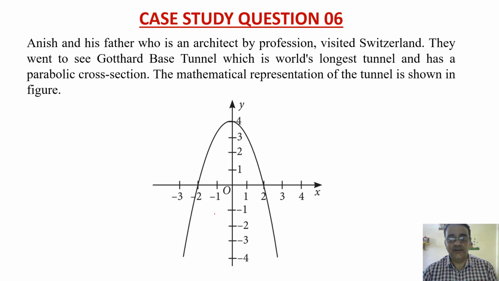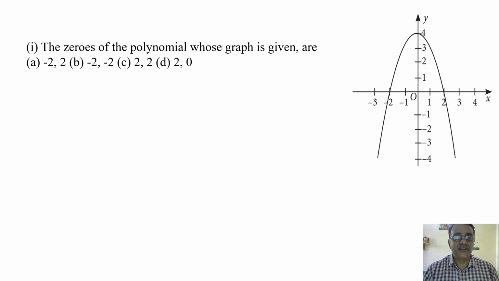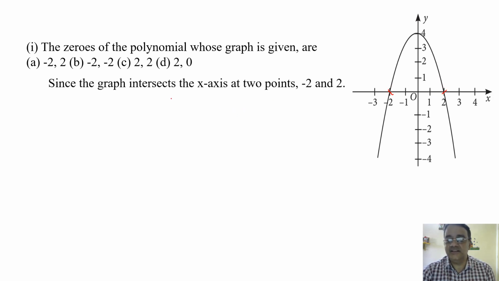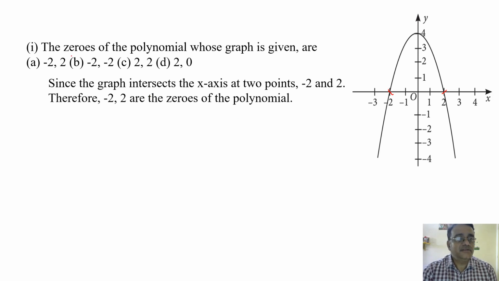Now we are moving toward the next case study, question number 6. Anish and his father, who is an architect by profession, visited Switzerland. They went to see the Gotthard Base Tunnel, which is the world's longest tunnel and has a parabolic cross section. The mathematical representation of the tunnel is shown in the figure below. Based on this figure, a few questions are there. The zeros of the polynomial whose graph is given are? -2 and 2. Since the graph intersects at 2 points, minus 2 and 2, the zeros are minus 2 and 2. Which option? Option A. Right.